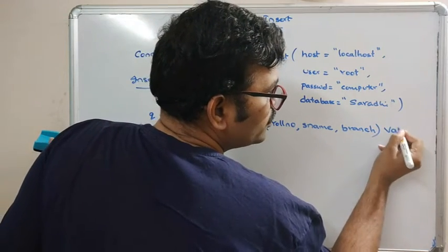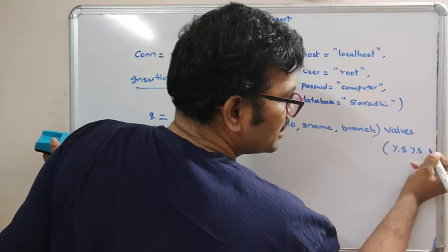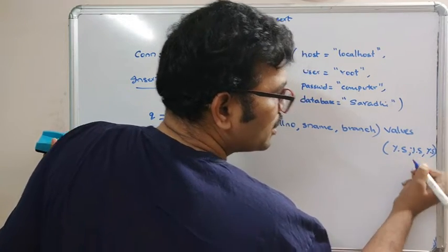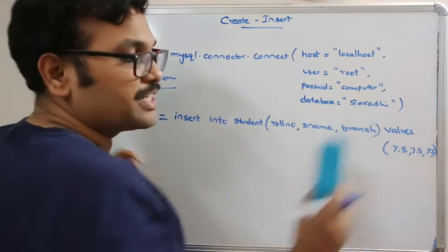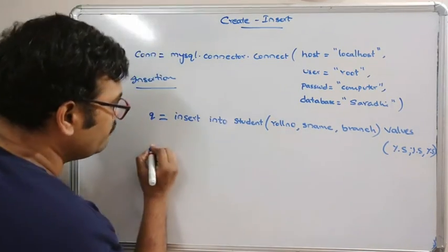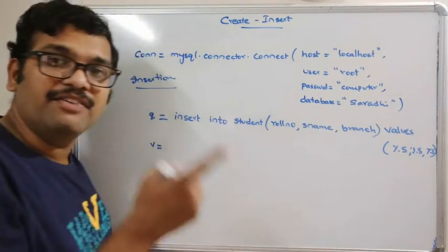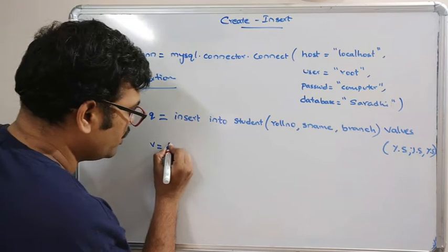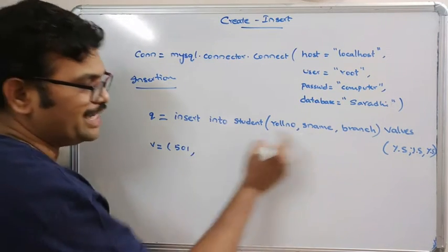Okay, values, give the format specifiers, percentages, all are strings. If we consider everything as a string, give all the percentages. So this is the query, and we need to give the values. The values for these columns must be given in terms of a tuple. So give the tuple: first roll number, say 501, comma, name.